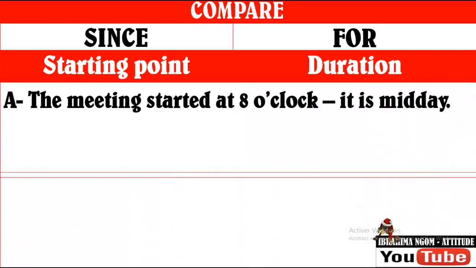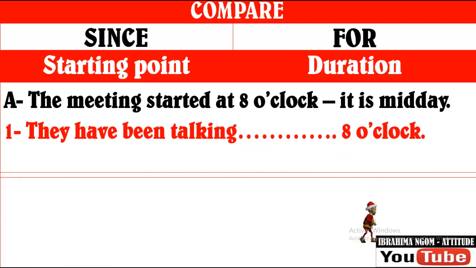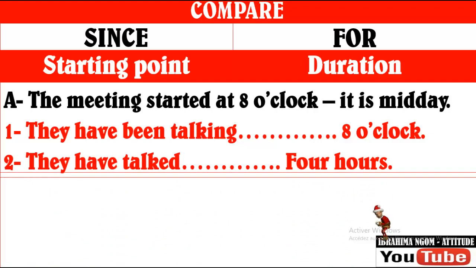"Since" is the starting point, and "for" is duration. Consider situation A. The meeting started at 8 o'clock, and it's midday. So when a meeting starts at 8 o'clock and now we are at midday, what's happened? They have been talking, is it "for" or "since" 8 o'clock? They have talked, is it "since" or "for" 4 hours?